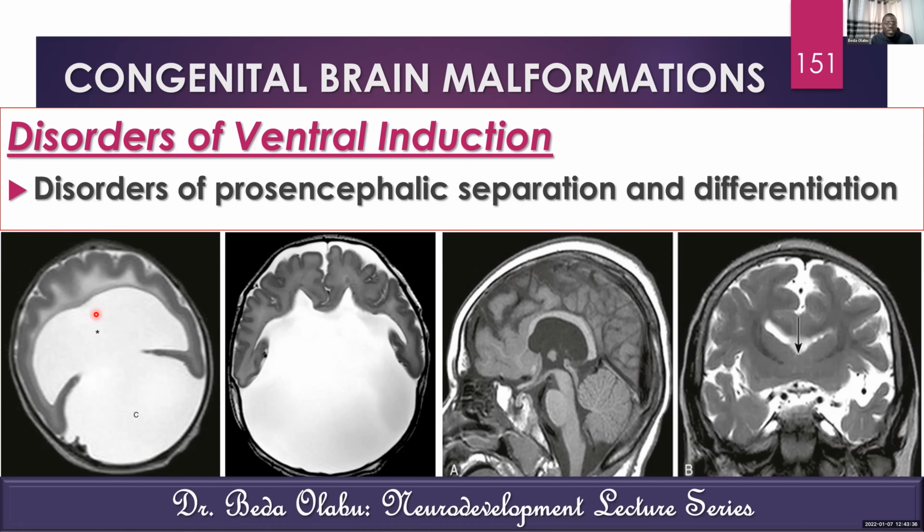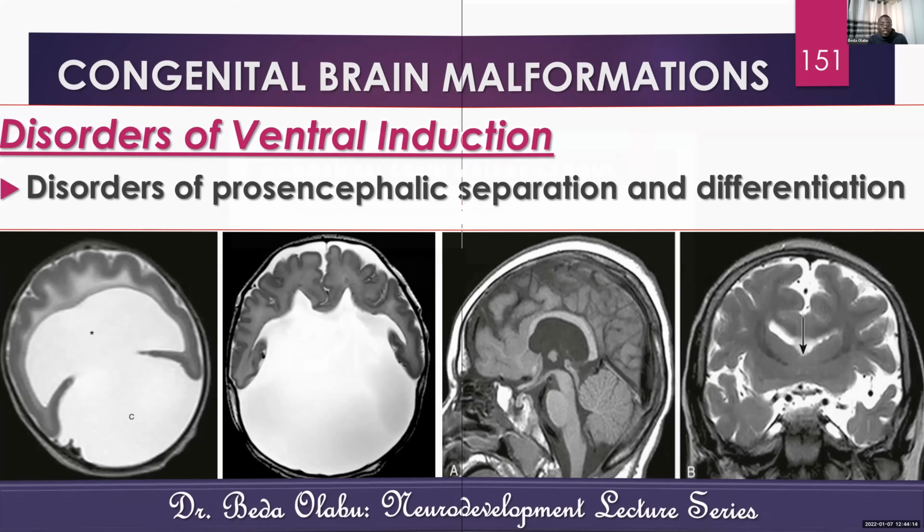This first one is called alobar holoprosencephaly. The second one is called semilobar holoprosencephaly. And these last ones are called lobar holoprosencephaly. So that is in decreasing severity. In alobar holoprosencephaly, there's no lobe at all. In semilobar, there are some lobes which are formed, not complete. In lobar holoprosencephaly, the lobes are there, but the midline structures are fused. So that is the holoprosencephaly spectrum.